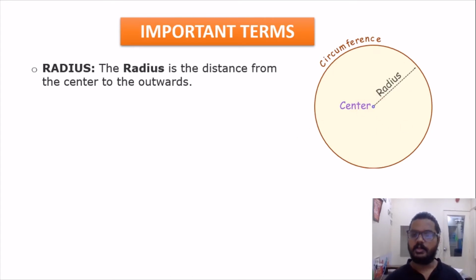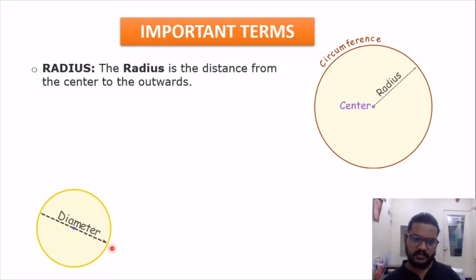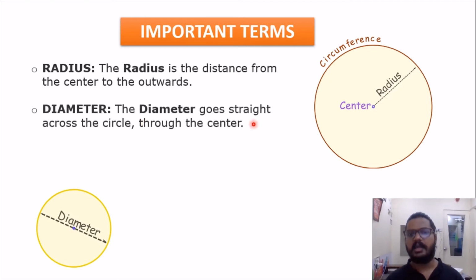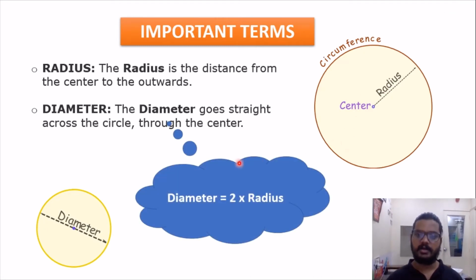Moving further to our next important part, which is diameter. Now as you can observe, the diameter is passing through the center. So that's what a diameter is. Diameter goes straight across the circle through the center. Now if you see this radius, if I draw one more radius from here till here, will it look like a diameter? Yes students, that's correct. Therefore we need to remember diameter is nothing but 2 times the radius. So if you know the radius, you know the diameter, you just have to multiply by 2.